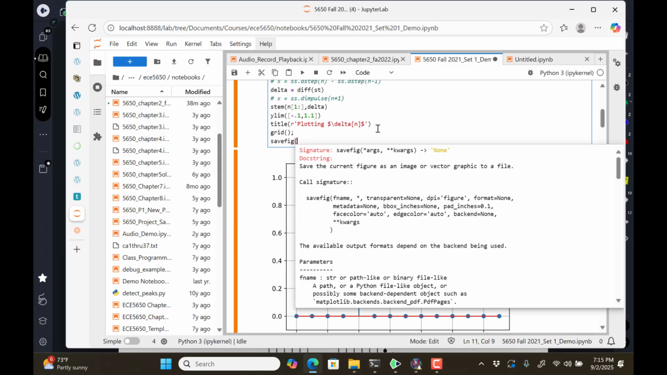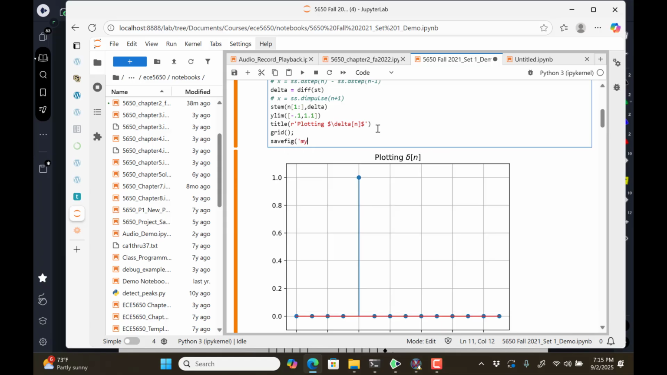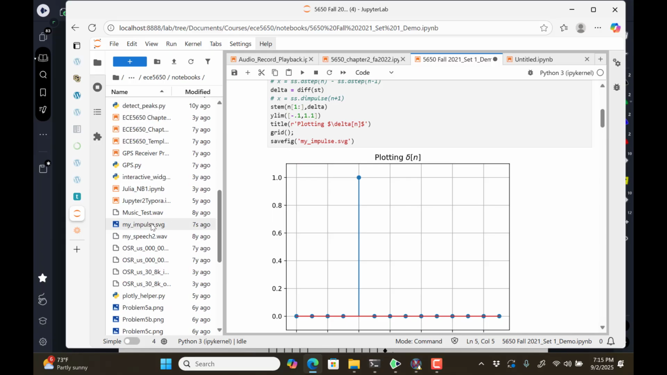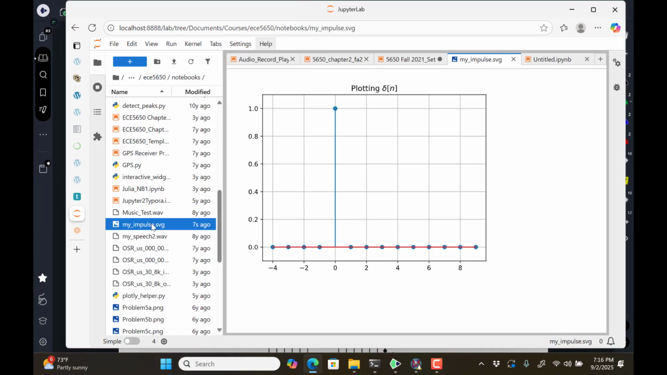So I would type the name, my impulse, and as long as I give it a name that it likes, in single tick marks, I don't have to do anything other than that. Now when I run this, I've already run all the commands above, and what did savefig do? I'm going to look down here, and there it is. See, it popped in there. If I double click on it, it will open up in Jupyter, but now this file can be dragged into your Typst document, and there it is.